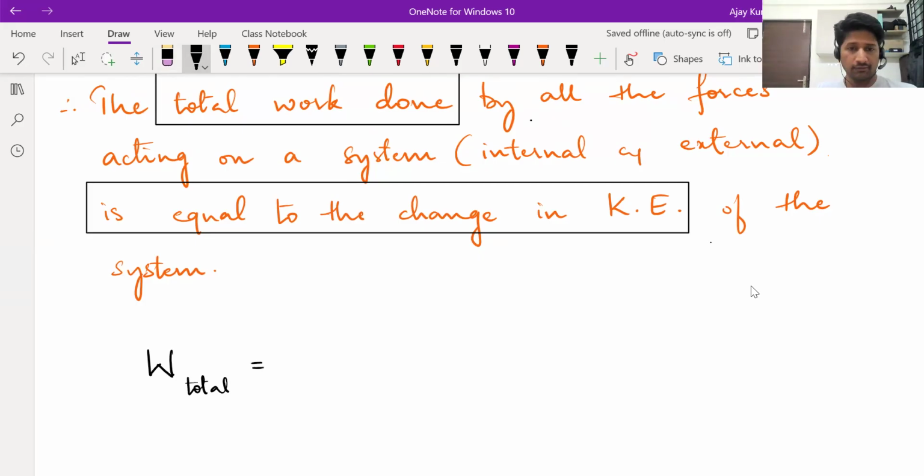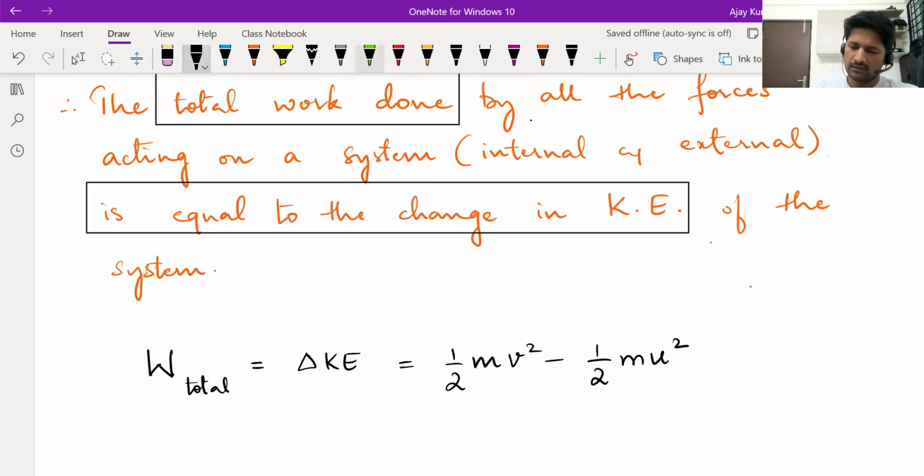Total work done by all forces is the change in kinetic energy of the system. For now, we'll be interested in one block only. After that, we'll include multiple blocks in the next chapter. So we can write this as half m v square minus half m u square. So we have a formula here involving some terms, and using this formula, except one term, if the others are given, you can find out the unknown term.